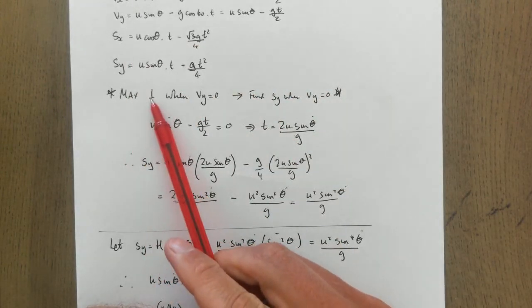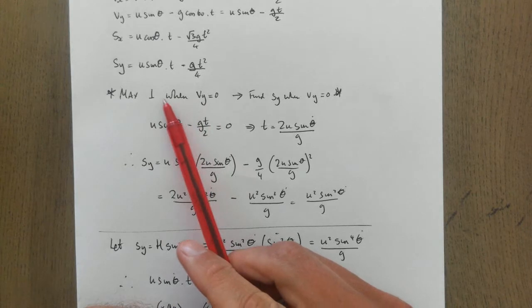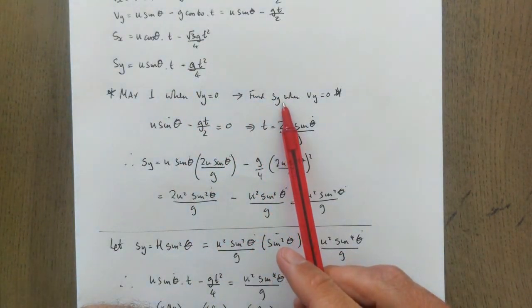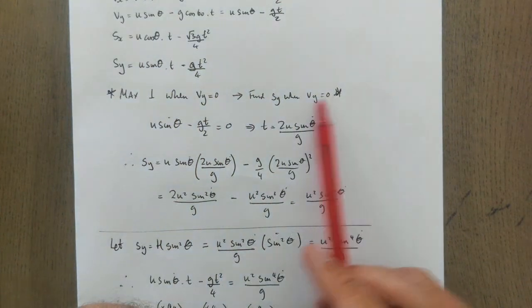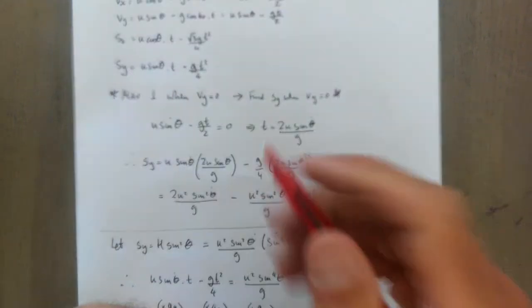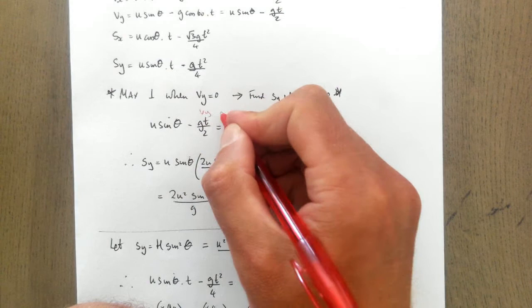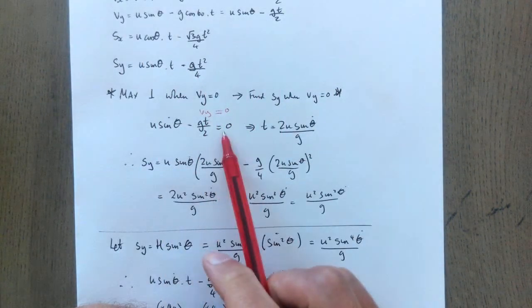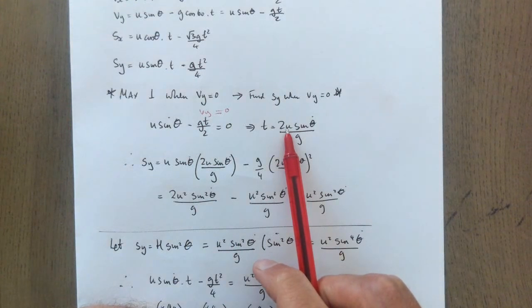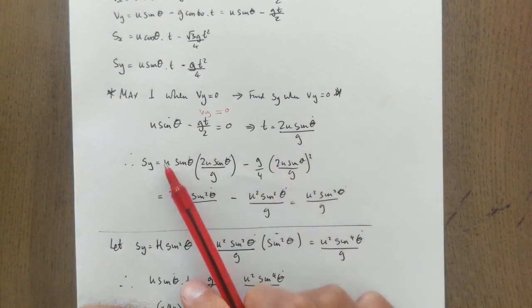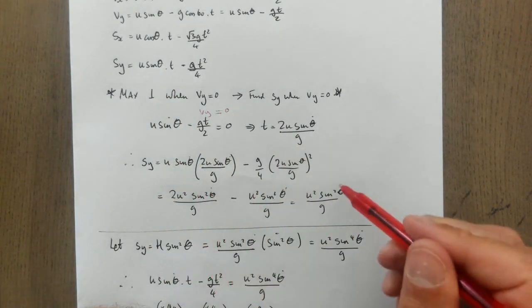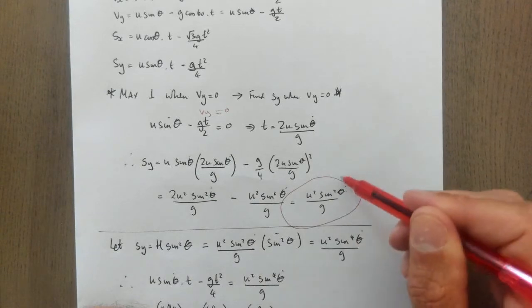We know the maximum perpendicular height is when Vy is equal to 0. So find Sy when Vy is equal to 0, right? So this is Vy. Okay, u sine theta minus gt is equal to 0, so we get the time that happens, and we sub that into Sy, okay? This is what we get, which is what we wanted.